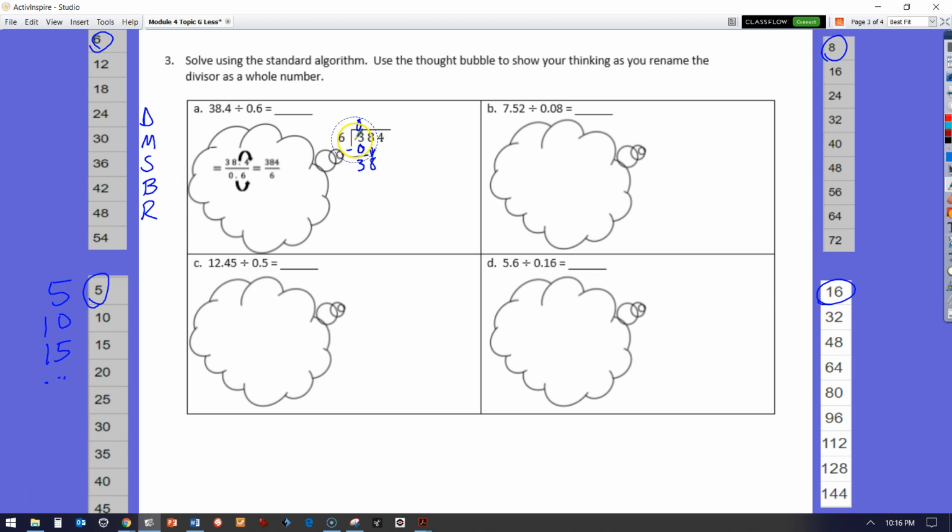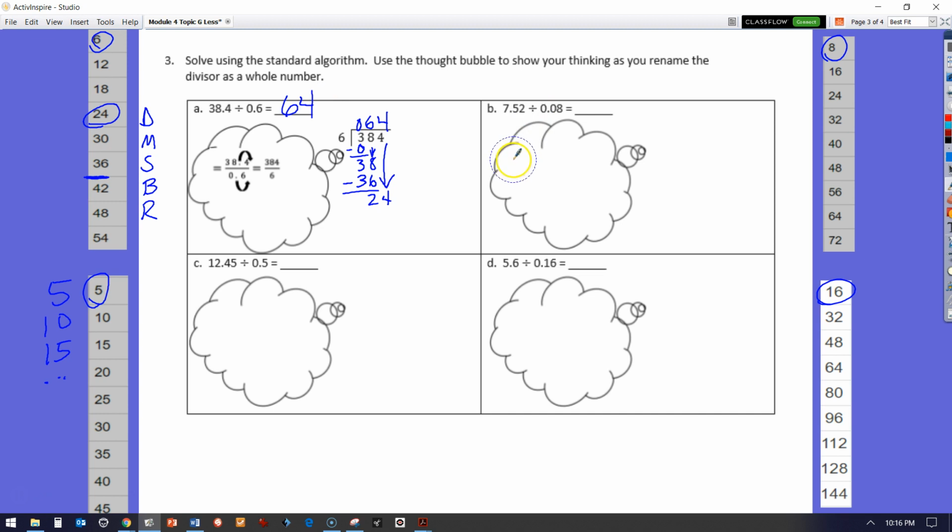38 divided by 6. Well, I know 36 is closest to 38. We're falling between 36 and 42. So I'm going to say 1, 2, 3, 4, 5, 6. 6 times 6 is 36. Subtract, I get 2. Bring down, I have my 4. And here's 4. 24 is right there. So it's going to be 1, 2, 3, 4. My answer is 64.